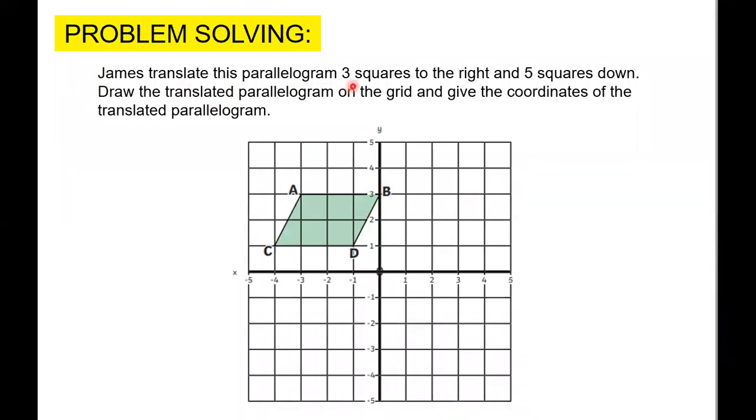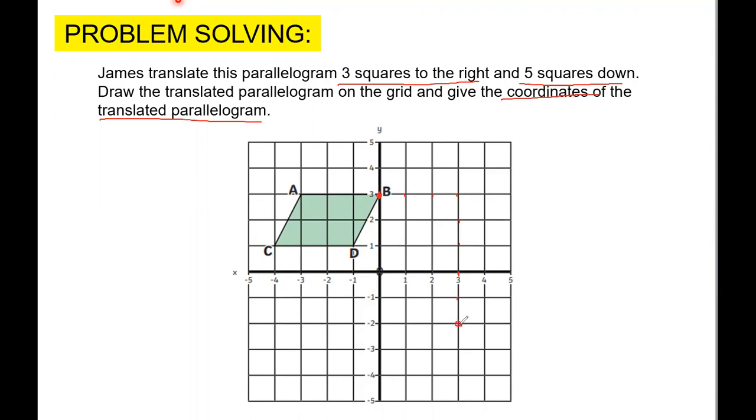James, translate this parallelogram 3 squares to the right. Let's underline. As usual, I'm always telling you to underline the most important points there. Okay, so 3 squares to the right and 5 squares down. Draw the translated parallelogram on the grid and give the coordinates of the translated parallelogram. Okay, so all the points should be translated. You can have only one point as your guide. Okay, so let's make B as our guide. So 3 squares to the right, 1, 2, 3, and 5 squares down. So 1, 2, 3, 4, 5.